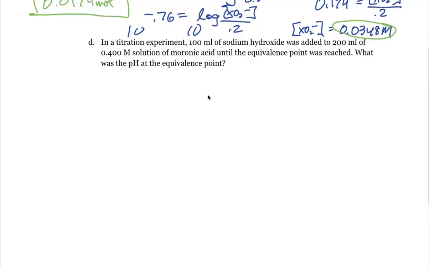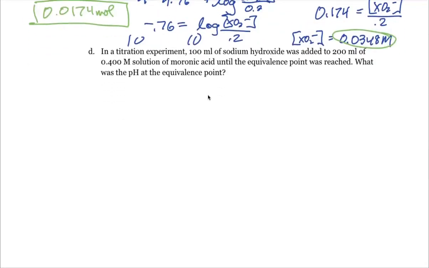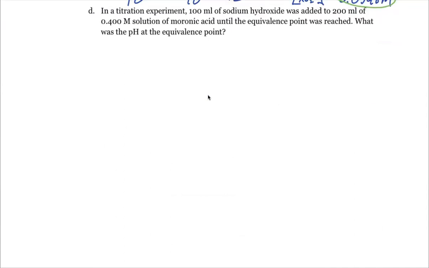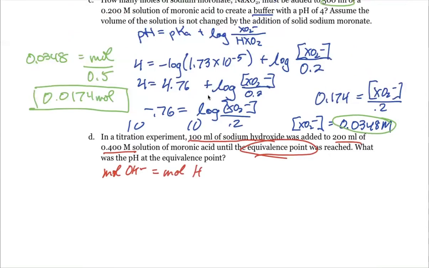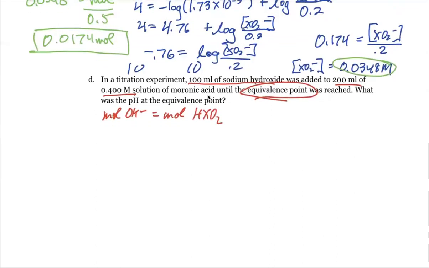Okay, 6D. In a titration experiment, 100 milliliters of sodium hydroxide is added to 200 milliliters of 0.4 molar moronic acid. We're at equivalence. What equivalence means in this case is my moles of hydroxide that I've added equaled the moles of the acid that I started with. And I want to know the pH at equivalence.